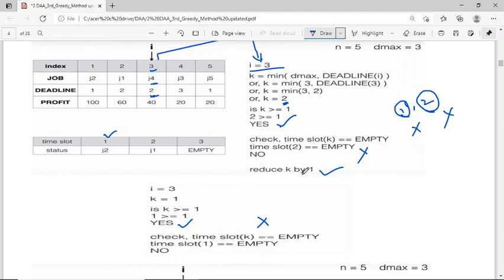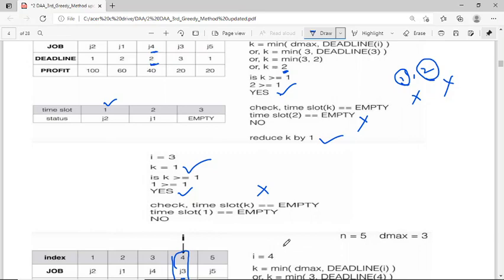So reduce K by 1. What is K? It is 2. We are reducing by 1. So what is our K now? It is 1. K greater than or equal to 1. 1 greater than or equal to 1. Okay. Check time slot is equals to empty. No, it is not empty.